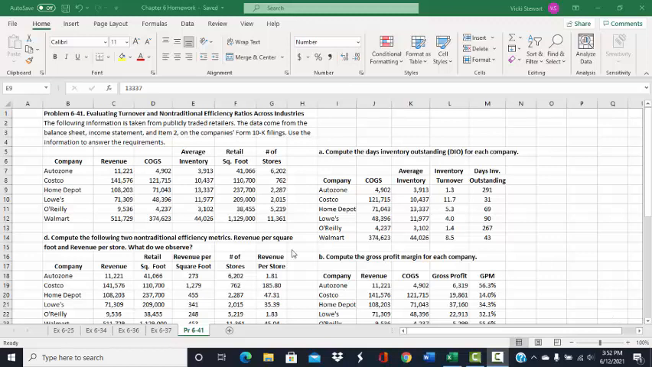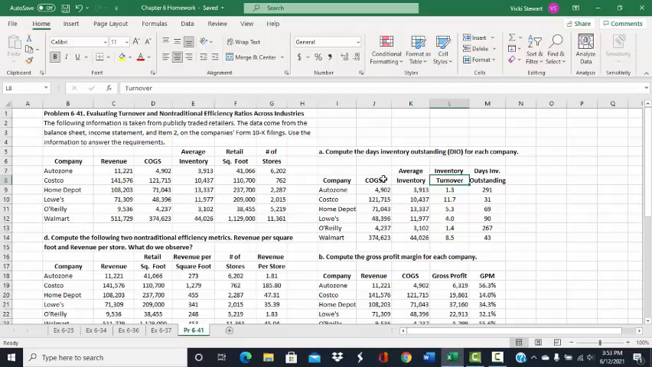So the problem has given us for 6 retailers: AutoZone, Costco, Home Depot, Lowe's, O'Reilly, and Walmart, their revenue, cost of goods sold, average inventory, retail square footage, and number of stores. In Part A, it asks us to compute the days inventory outstanding for each company. So to compute days inventory outstanding, we first need to compute inventory turnover.